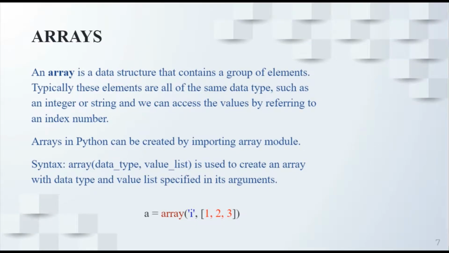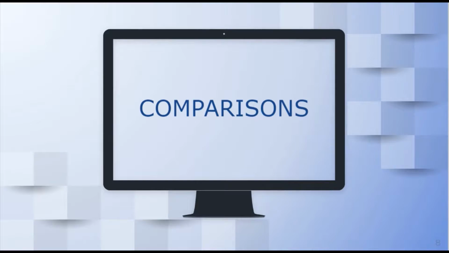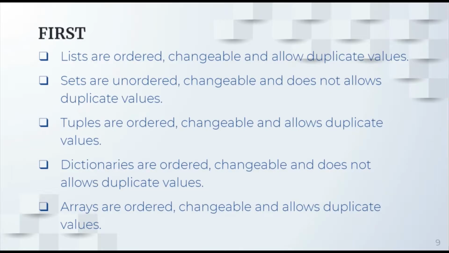So now I will discuss the differences of these five. So let's go to the first comparison. Lists are ordered, changeable, and allow duplicate values. Sets are unordered, changeable, and do not allow duplicate values. Tuples are ordered, unchangeable, and allow duplicate values. Dictionaries are ordered, changeable, and do not allow duplicate values. Arrays are ordered, changeable, and allow duplicate values. So these are some of the things to remember. You can of course pause the video and note this down. Also, I've mentioned these things in the earlier slides.